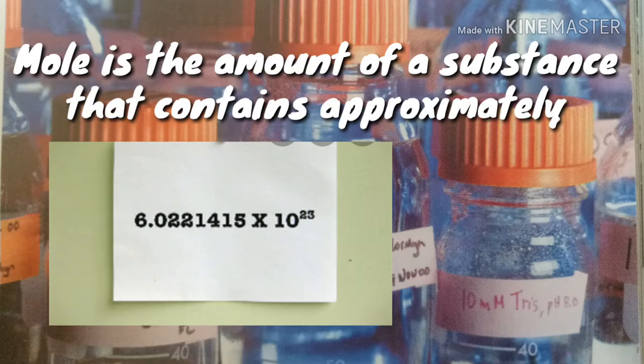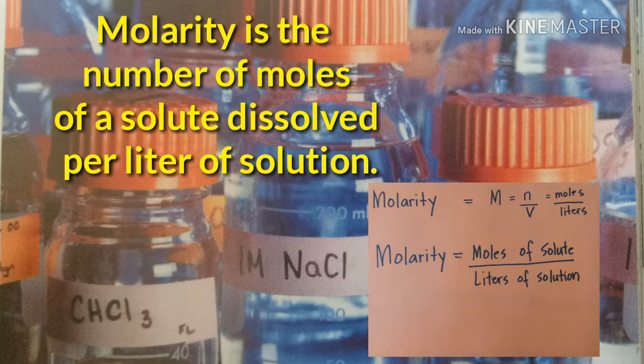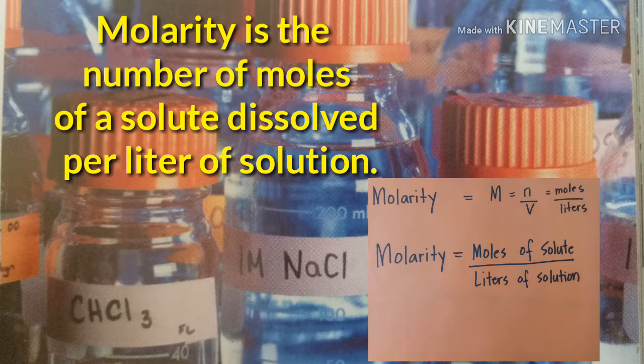To compare the number of solute particles in solutions, chemists often use moles to measure concentration. Recall that a mole is the amount of a substance that contains approximately 6.02 times 10 to the 23 power particles of that substance. And molarity is the number of moles of a solute dissolved per liter of solution. So the equation for the molarity will be molarity equals moles of solute divided by liters of solution.